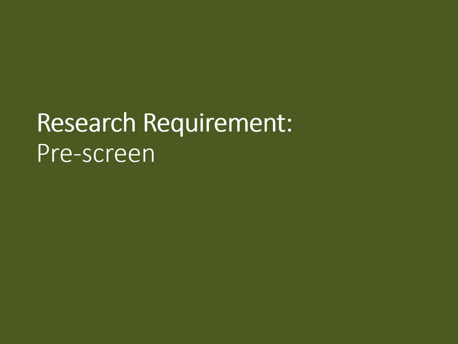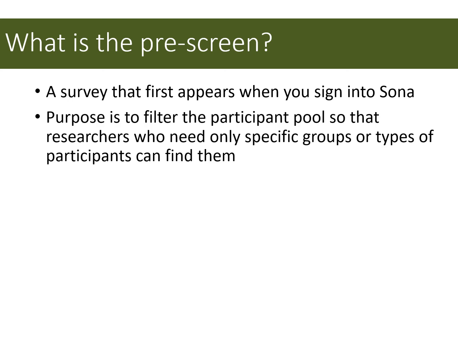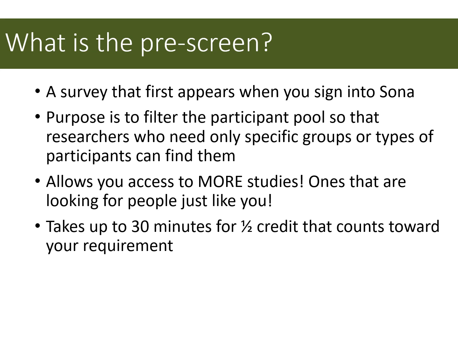And finally, we're going to talk about the pre-screen. The pre-screen is a survey that first appears when you sign up into SONA. The purpose is to filter the participant pool so that researchers who only need a specific group of individuals or types of participants can find them. It also allows you access to more studies, and ones that are looking for people just like you. It takes up to 30 minutes for half a credit, and that counts toward your requirement. And you get to take it once per term.